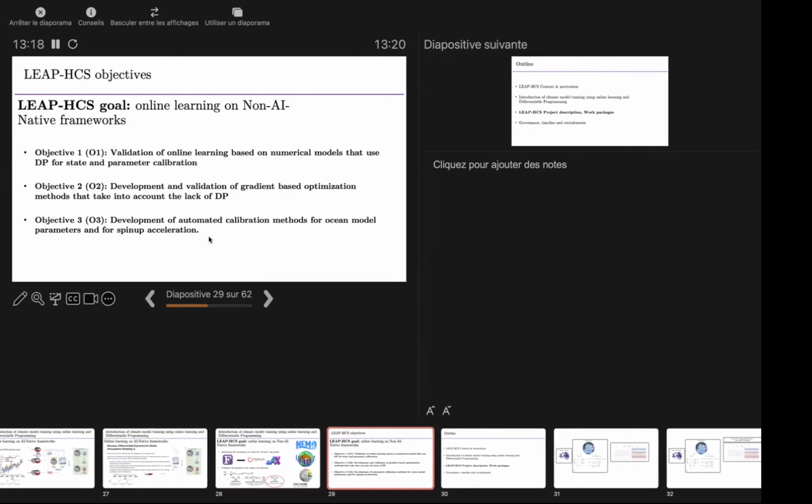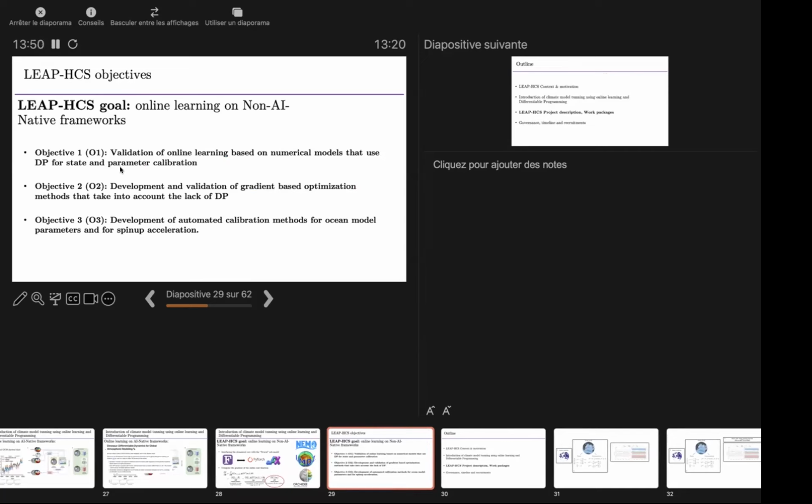Now, we can divide the main goal of LEAP-HCS into 3 main objectives. The first one is that we need to do a validation of online learning-based methods on numerical models that use differentiable programming for state and parameter calibration, because we saw in NeuralGCM that it works, but it works on a particular setup of an AI-based parameterization.